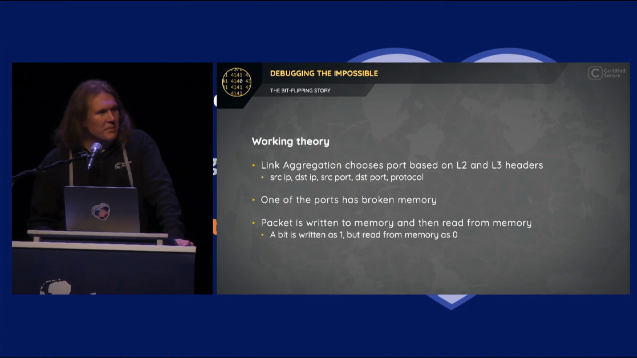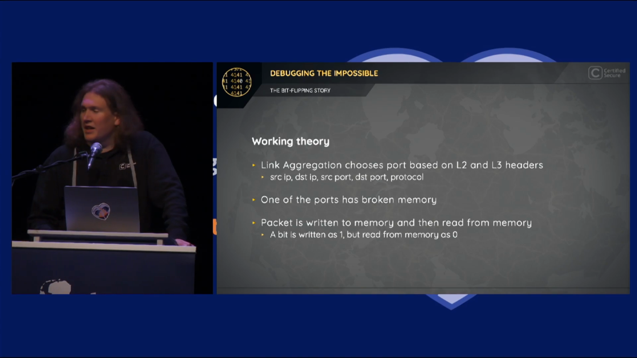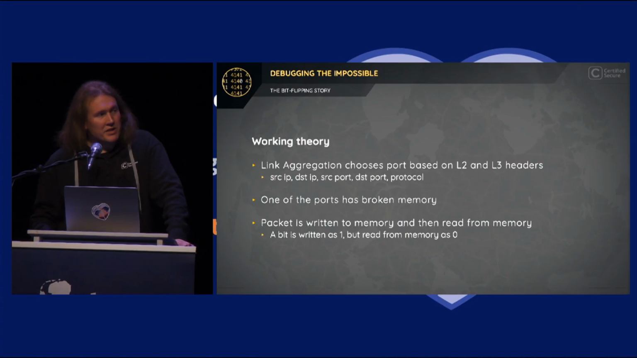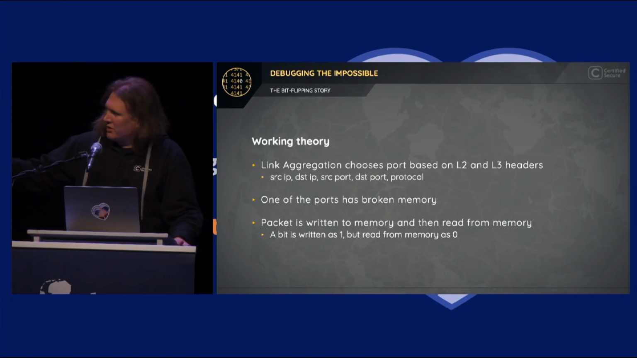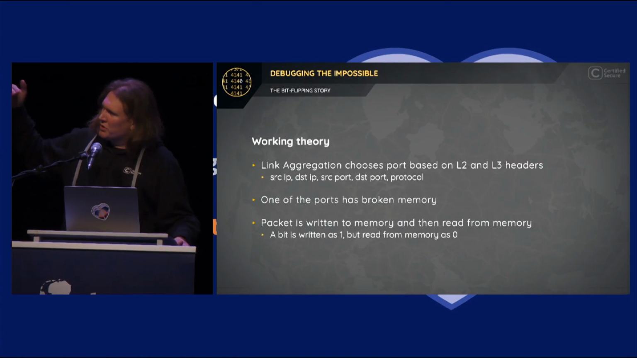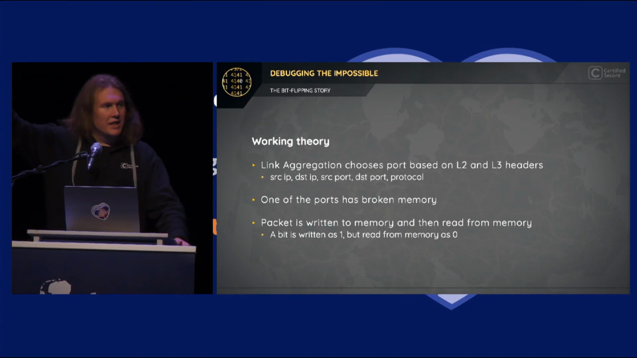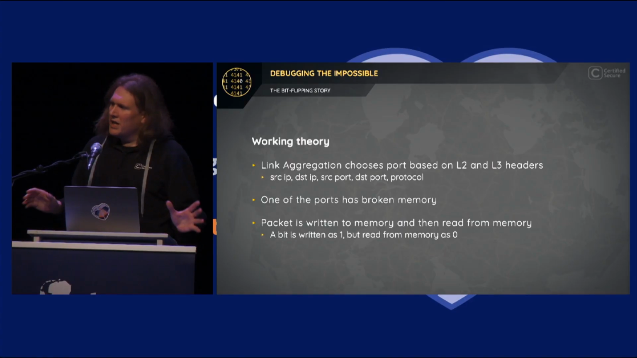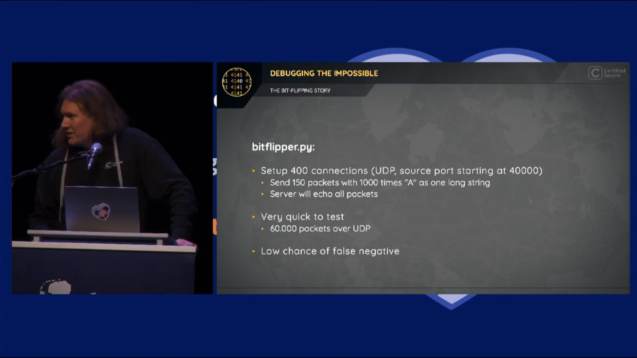There is some kind of link aggregation that chooses which port to use based on layer 3 information. That's why some connections would have issues and some do not. I would think that one of those links would have an issue, and I'm thinking bad memory, because you write a 1 when you put in the packet, and when you read the packet, it reads a 0. That was my theory at the time. So we made a bitflipper in Python, because that's the next level after shell.